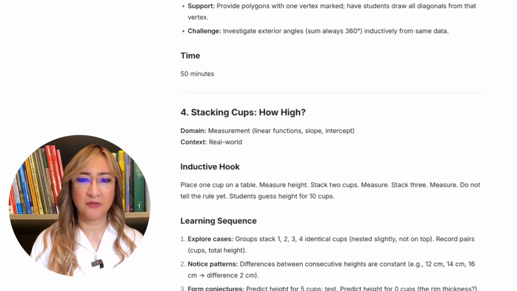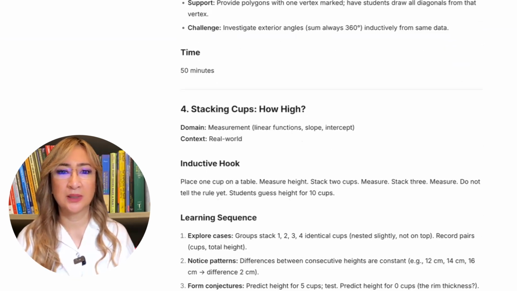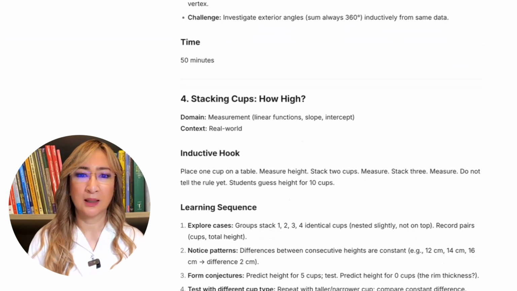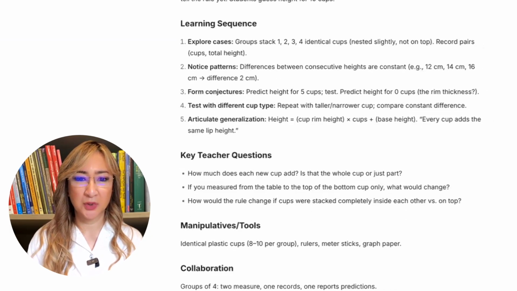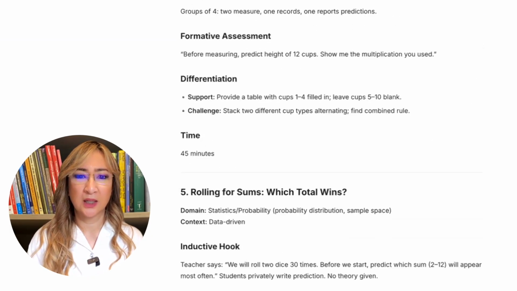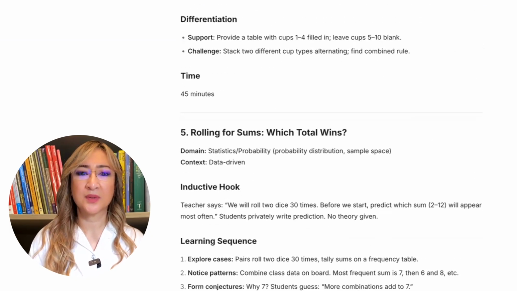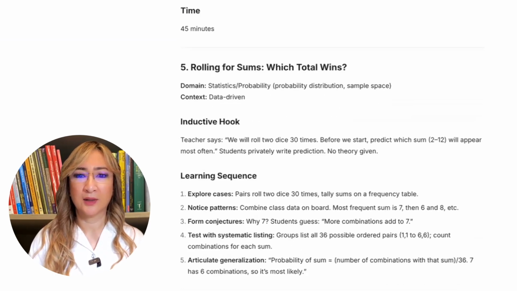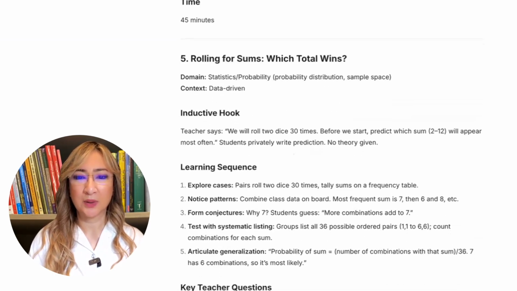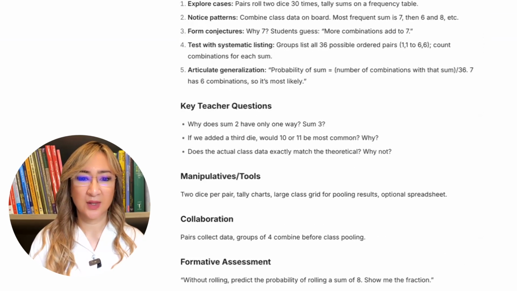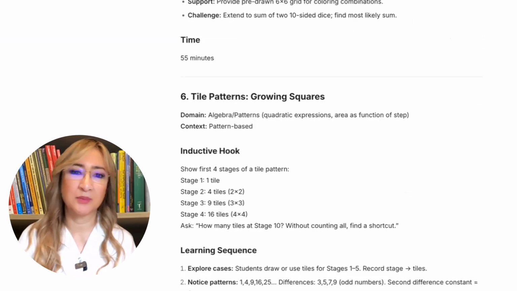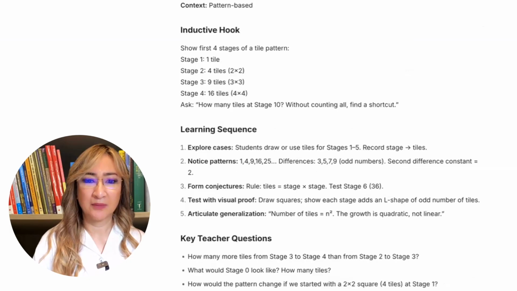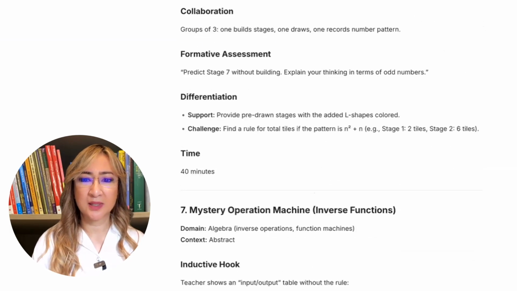Stacking cups I'm familiar with, which is a really good topic, an activity to do using something physical. Okay, rolling for sums, so probability and rolling dice. Okay, we could probably use some AI here. We're going to be rolling a dice lots of times. And tile patterns, yep, growing squares. Yep, I'm familiar with that. So it's given me some interesting ideas.